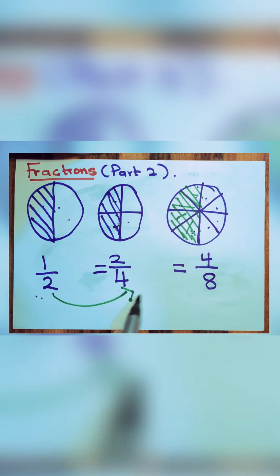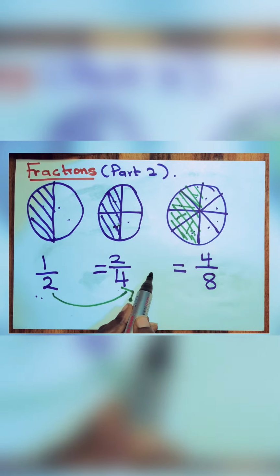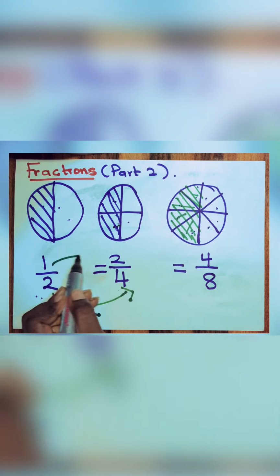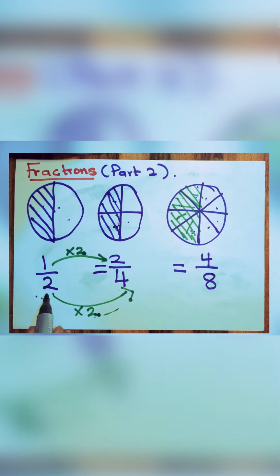Going from 1/2 to 2 over 4, I got twice as many equal slices. And because I got twice as many equal slices, I need to eat 2 times the number of pieces. So I multiply the denominator by 2. And I multiply the numerator by 2. If I multiply the denominator and the numerator by 2, or by the same number, I'm not changing what the fraction represents.